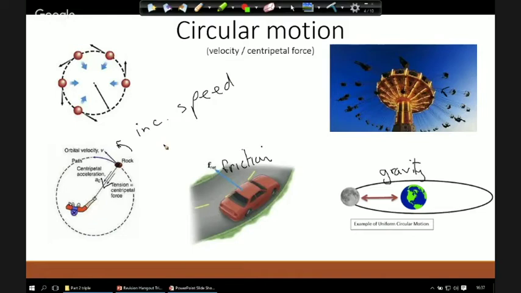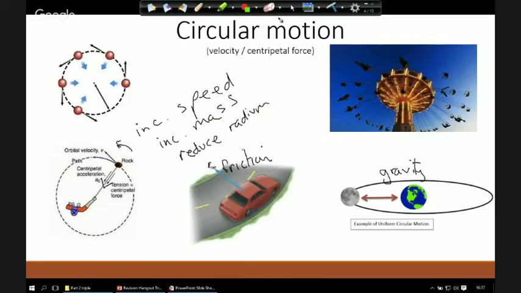So increasing the speed. We could increase the mass. You can well imagine that if I was to spin a bowling ball on a piece of string above my head, that would take a lot of force from my arm. So increasing the mass increases the centripetal force. And finally, this one is slightly counterintuitive: if I reduce the radius.